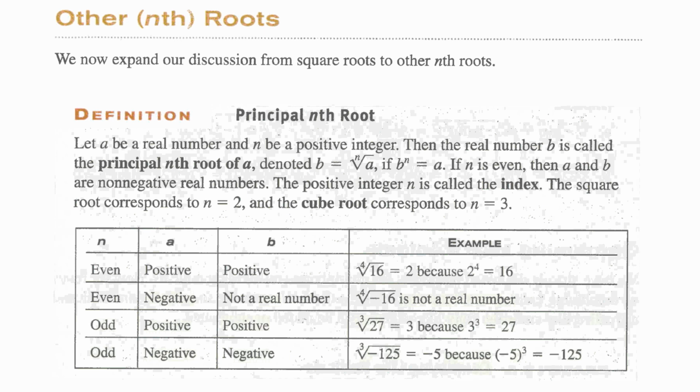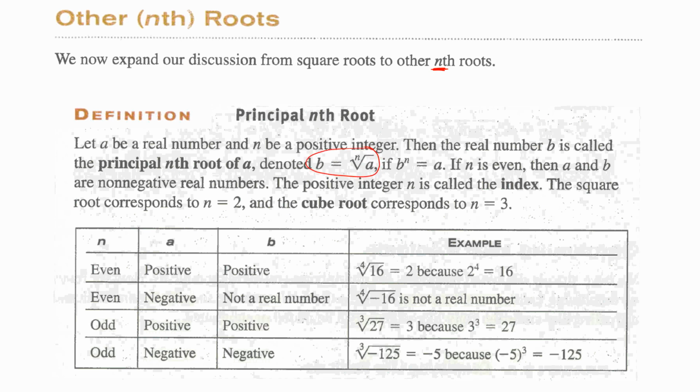Okay, so we'll expand our discussion from square roots to other nth roots. So when we say nth, we're talking about any number. So it could be third roots, fourth roots, fifth roots, sixth roots, okay? All right, so let's look at this. Let A be a real number and n be a positive integer. Then the real number B is called the principal root. So we're looking at this setup here. B equals the nth root of A.